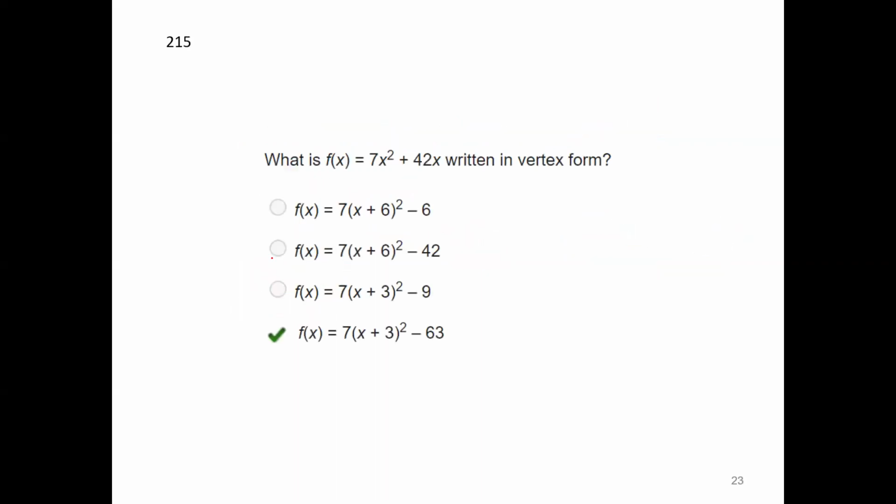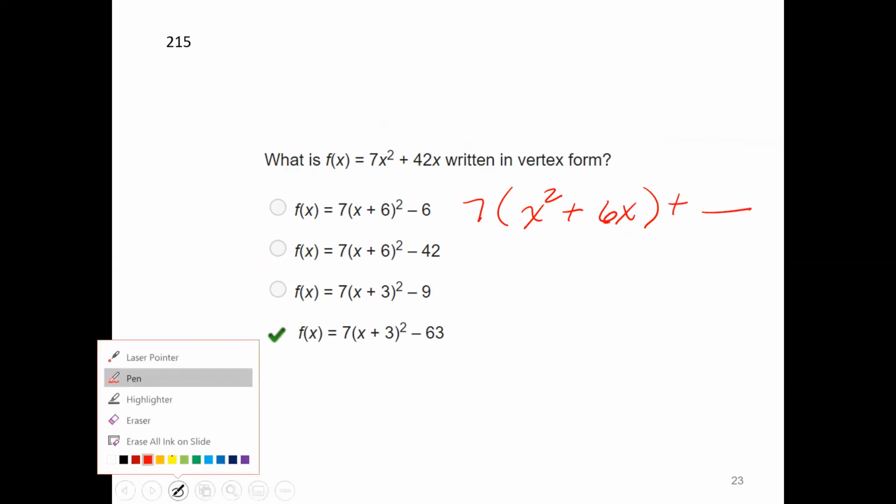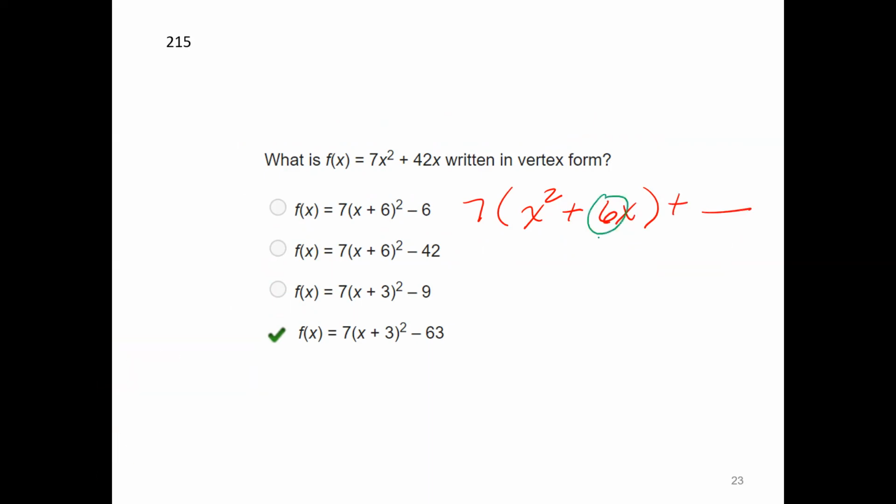We have 2 more minutes. We can do this. Write this in vertex form. So in order for me to write this in vertex form, first thing I'm going to do is take out the 7. x squared plus 6x plus blank. Next, I'm going to take the middle number, which is 6. Okay, 6 divided by 2, squared. 6 divided by 2 is 3. 3 times 3 is 9.